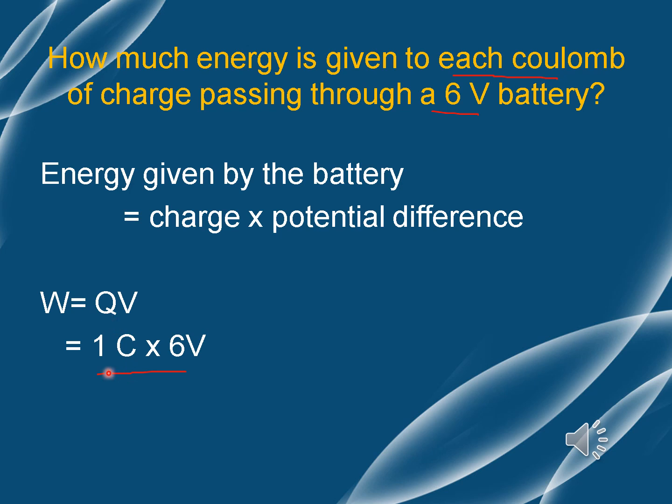From the question, we have Q is equal to 1 coulomb, that is, it is given as each coulomb of charge. So we take each coulomb, that is 1 coulomb, and potential difference is 6 volt. In the question, it is a 6 volt battery. So the potential difference is 6 volt. So we get the answer as 6 joules.